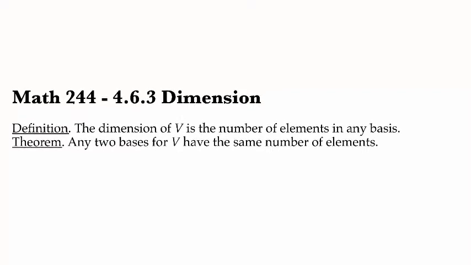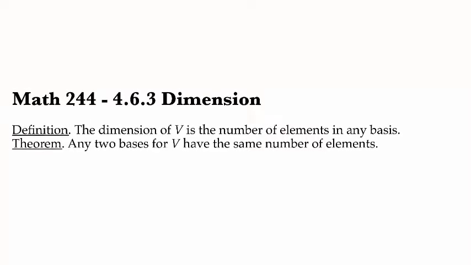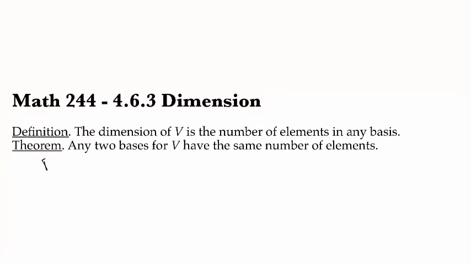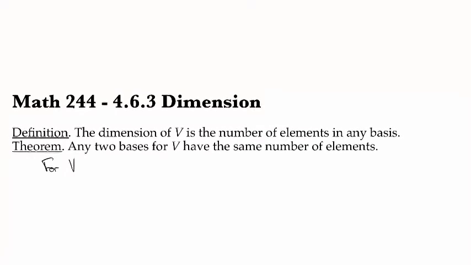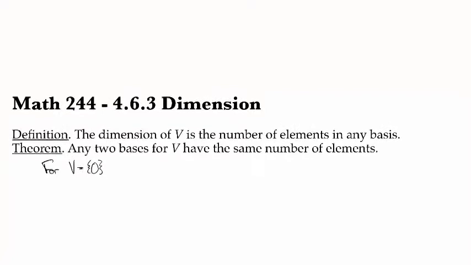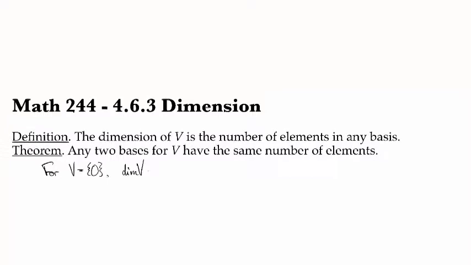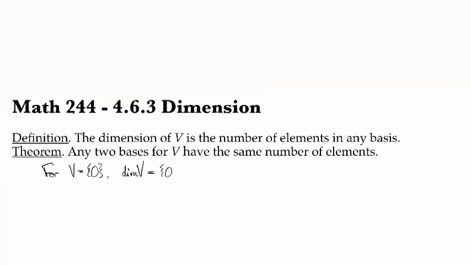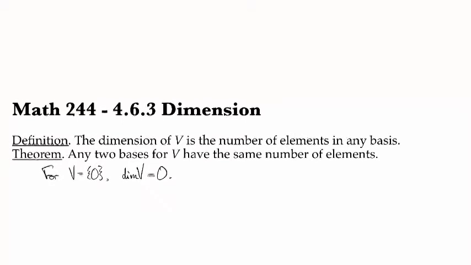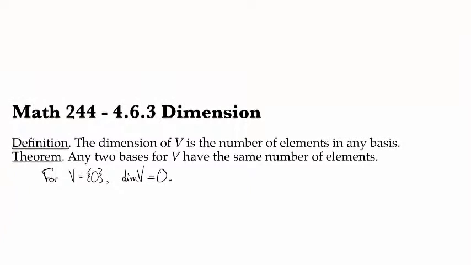And I should mention also that there's one vector space that doesn't have a basis. There's only one, and that's the silly one, the trivial one. So if we've got the trivial vector space, then we define the dimension of V to be just 0. So that's the only vector space with dimension 0.